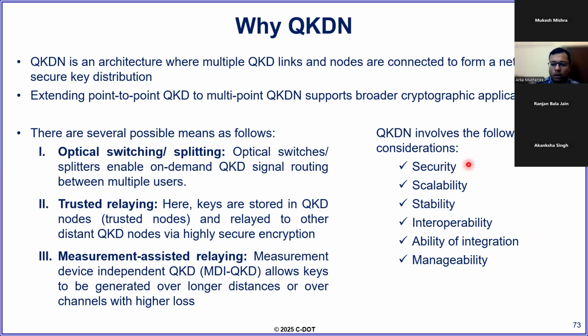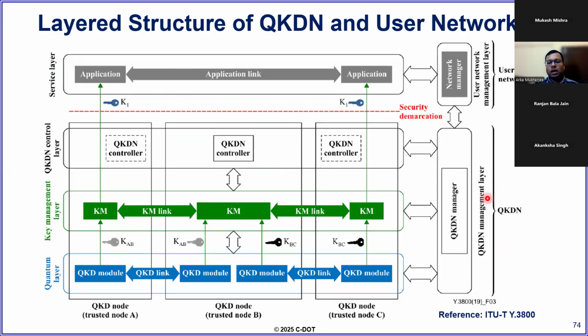Depending on this, the ITU has come up with the standards that I showed you yesterday, ITU-T Y.3800 to 3822. I have taken this diagram from the ITU-T document. It is a very lucid standard, and you can all go through it. Here you can see the quantum layer, the physical layer, where we have the QKD modules, Alice and Bob. They are connected over a classical channel and a quantum channel, and together they are called the QKD link.